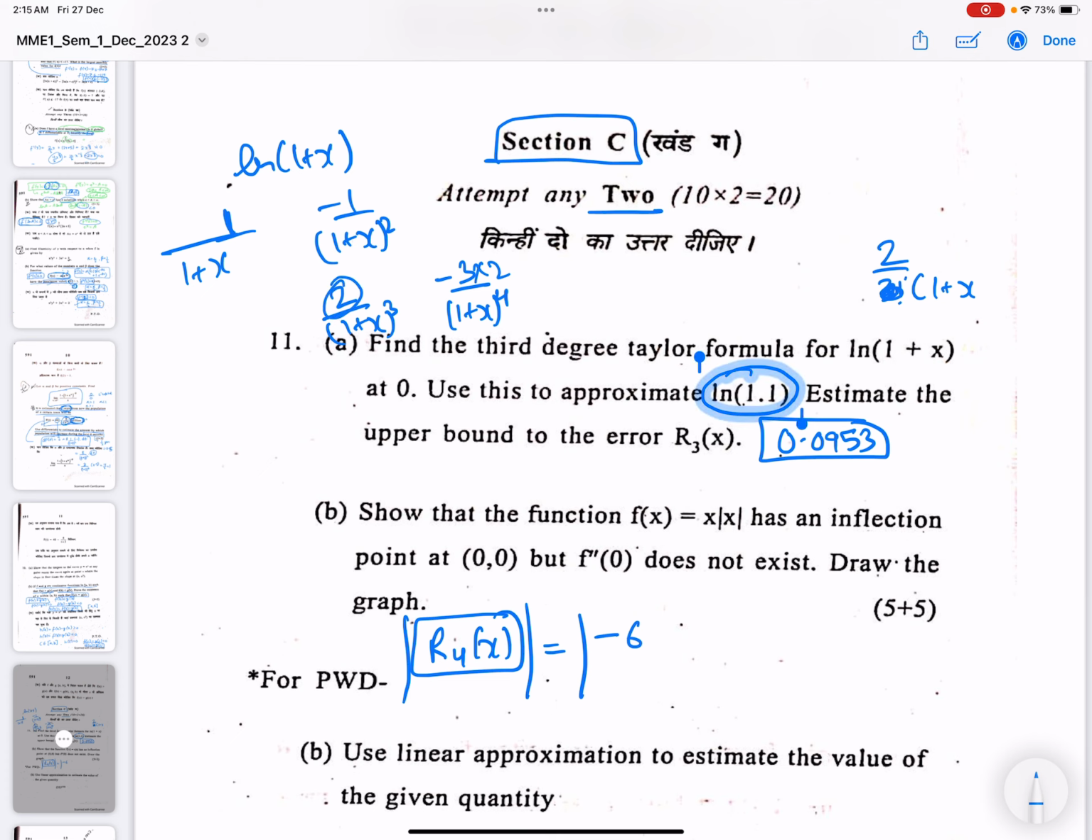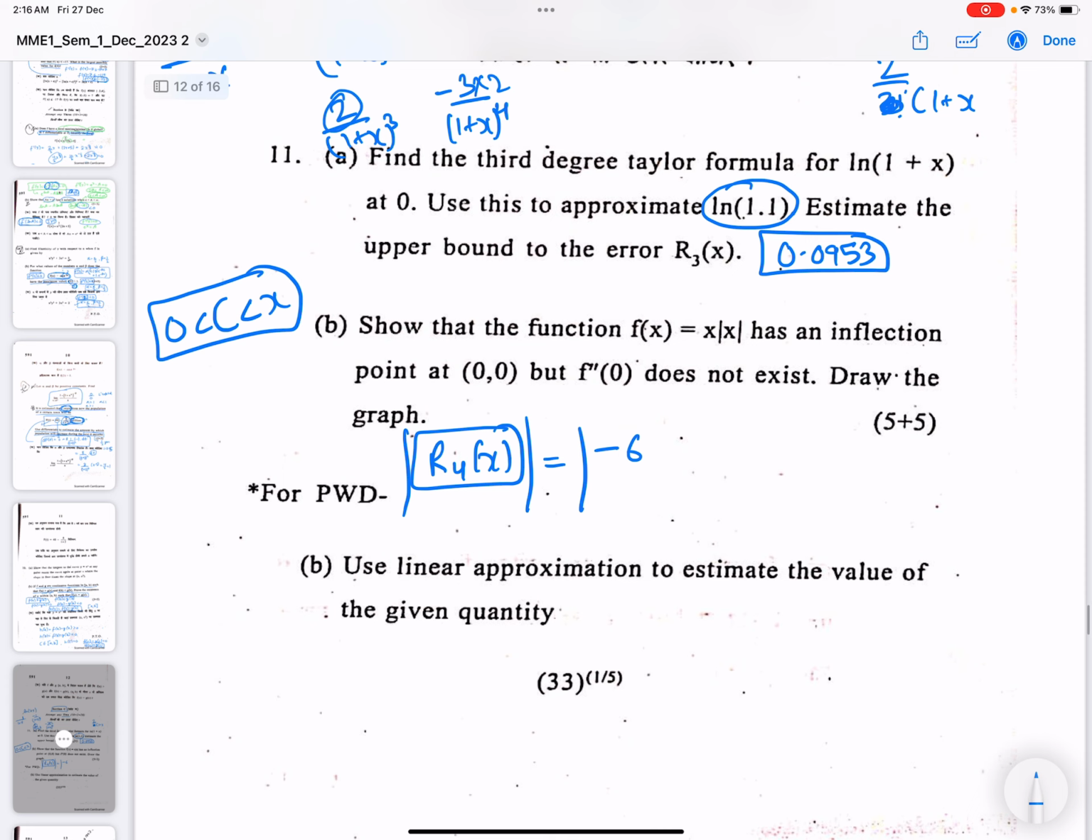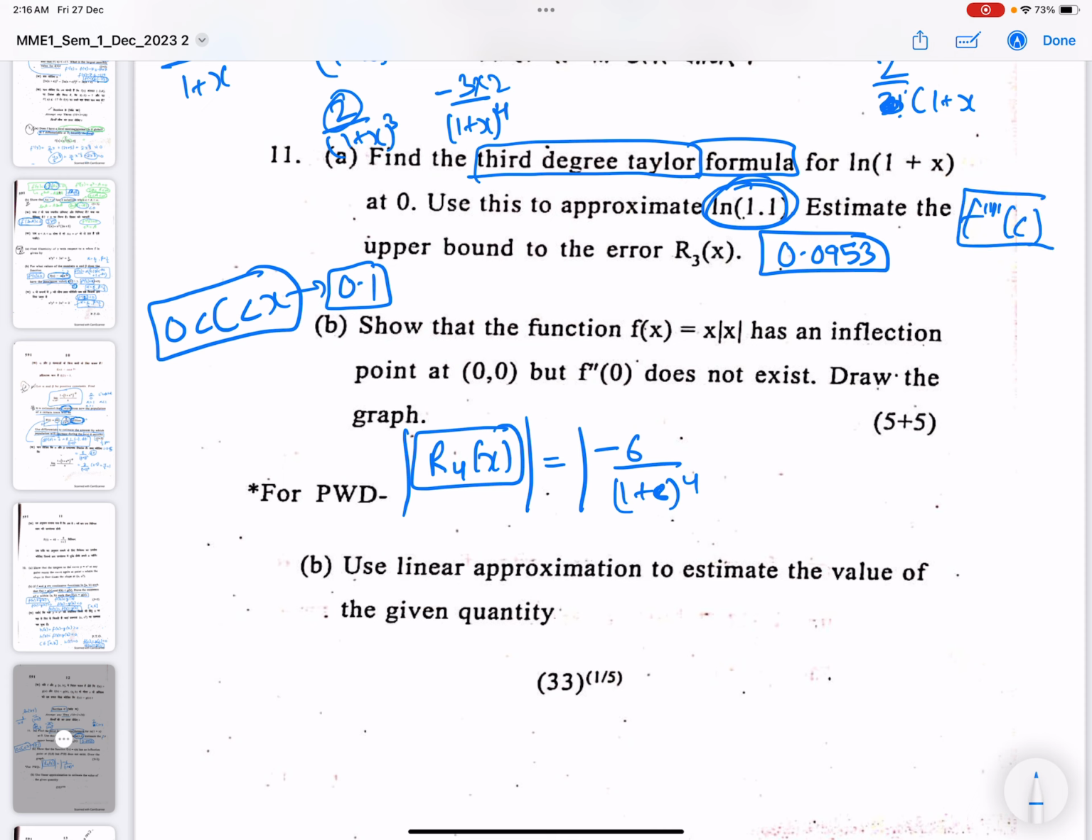And since we are talking about c, which lies between 0 and x, and x we took as 0.1, so minus 6 upon 1 plus c to the power 4. If they have asked about the third degree Taylor formula, then we differentiate it 4 times and find the value at c to get the remainder, and 1 by 4 factorial into x to the power 4.